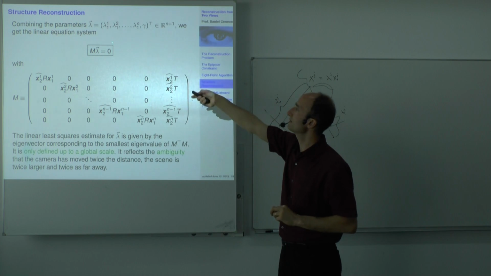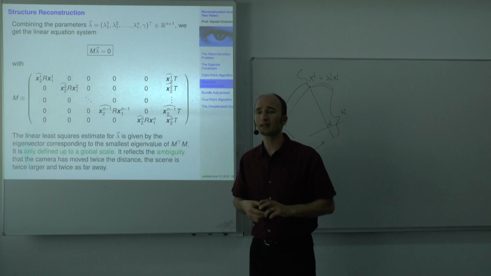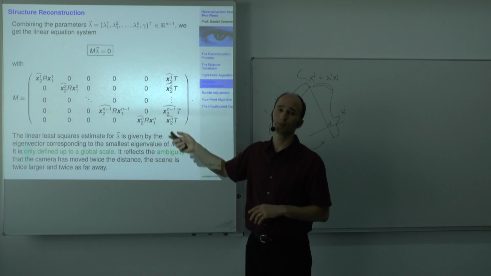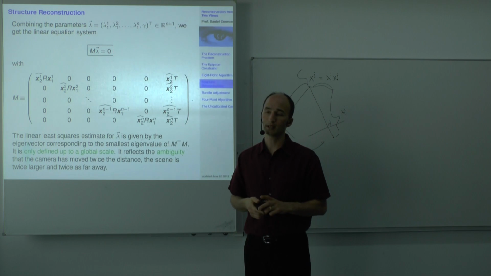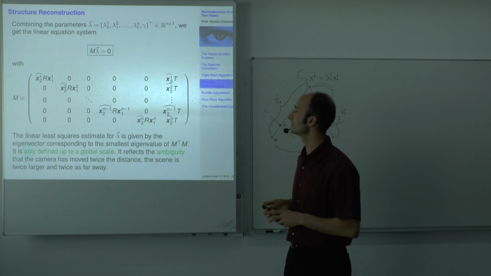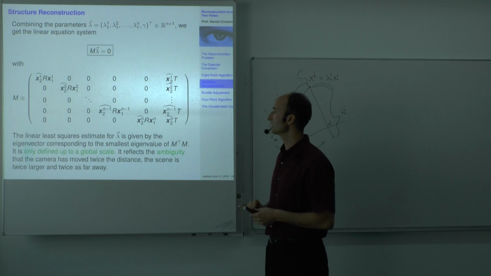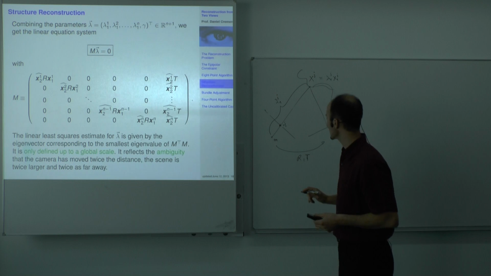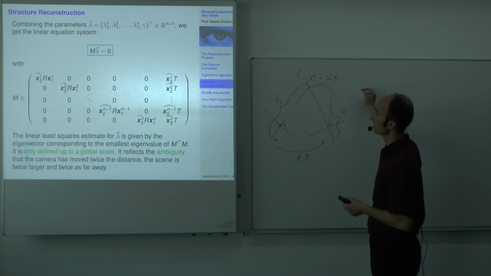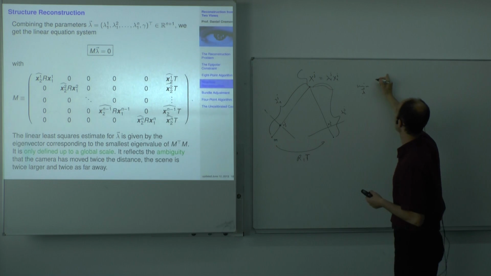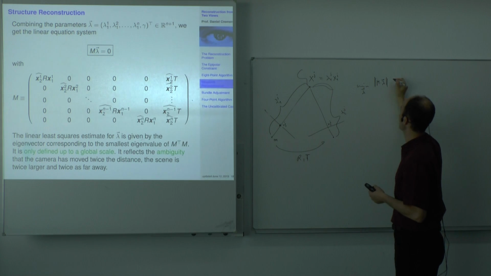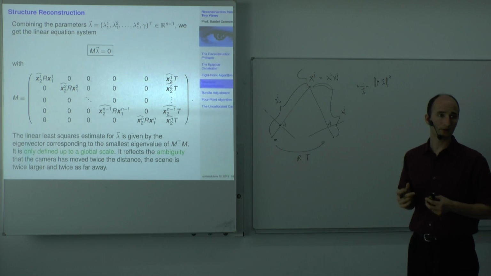And so we want to solve this equation system. In practice, it's not going to be exactly 0. We only have approximate solutions, we have errors in it, and so what we do is a least squares solution. What that means, I didn't write it on the slide, is that we find the vector lambda such that M times lambda is minimized. The square norm is minimized.